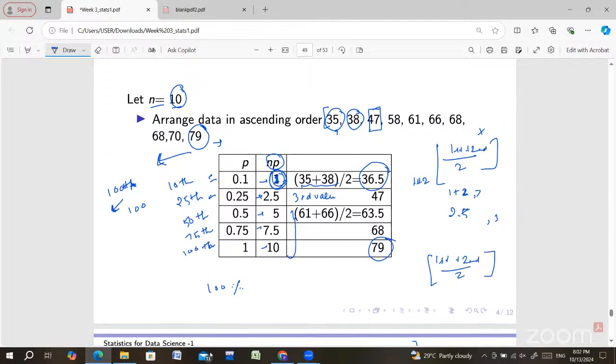By formula, it will be different, but by definition, you can say so.